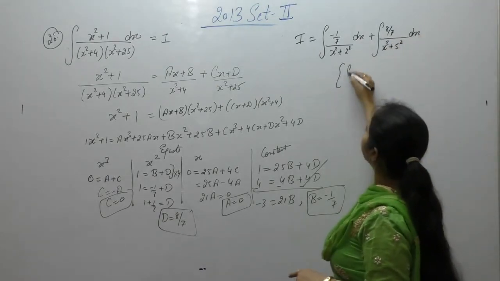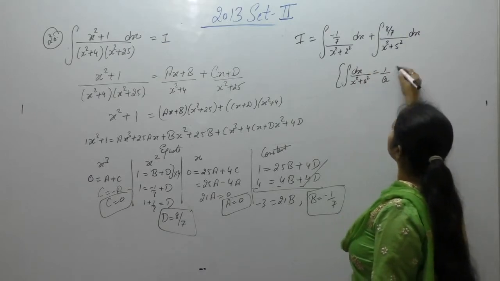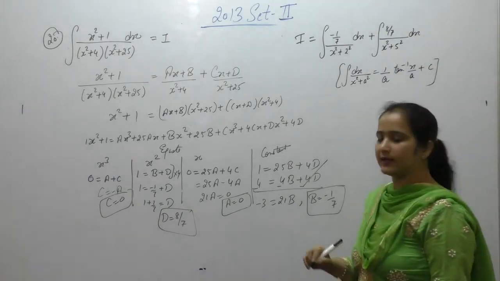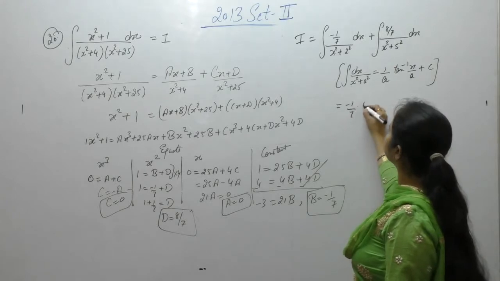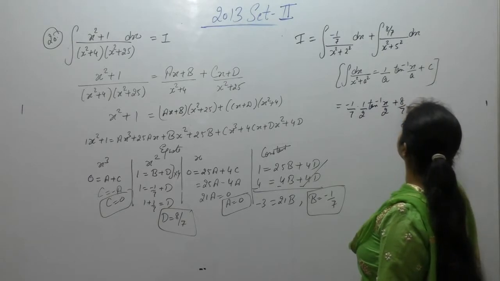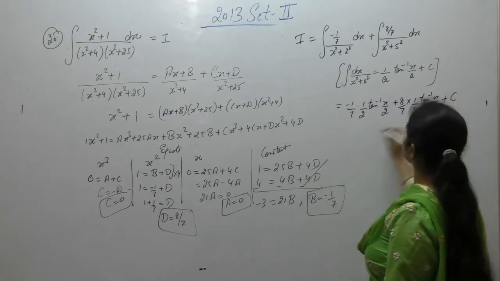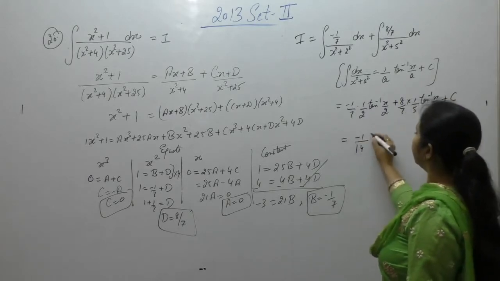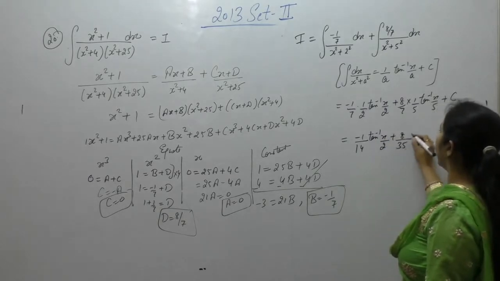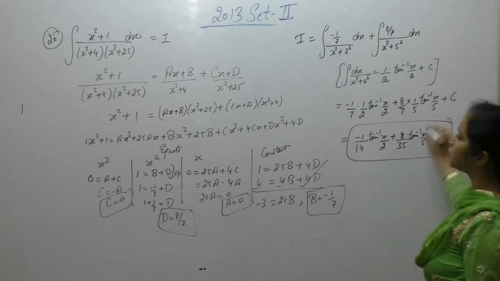Now here we will use the formula for the integral of 1 upon x square plus a square, that is equals to 1 upon a tan inverse x upon a plus constant of integration. So minus 1 upon 7, 1 upon 2 tan inverse x upon 2 plus 8 upon 7 into 1 upon 5 tan inverse x upon 5 plus constant of integration c. Minus 1 upon 14 tan inverse x by 2 plus 8 upon 35 tan inverse x upon 5 plus constant of integration c.